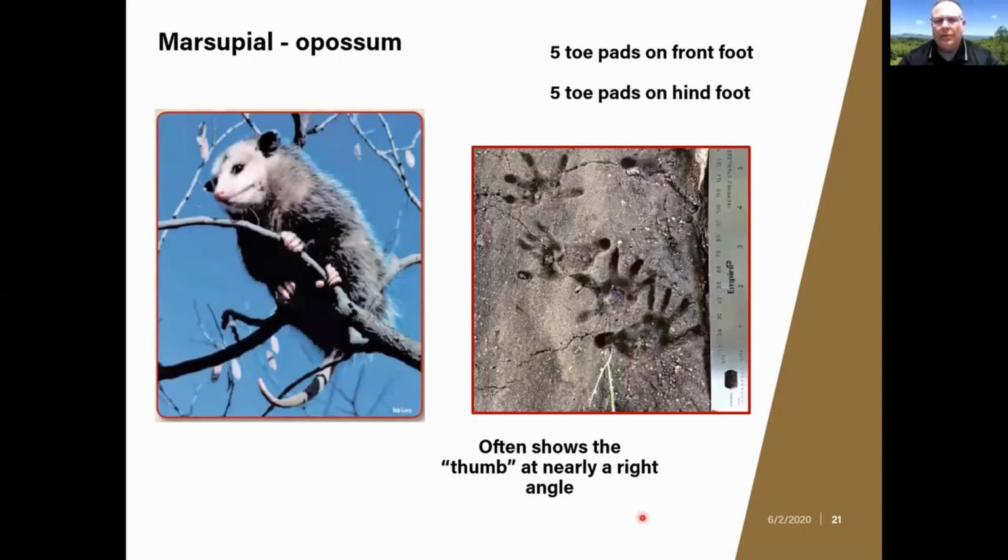And then our only marsupial, the opossum, again has 5 toe pads on the front foot, 5 toe pads on the hind foot. And again, thinking about the form and function of the feet on this animal and their opposable thumbs, you can see where that thumb almost shows a 90-degree angle or a right angle. And if you look at both sides here, left and right, you can see that toe on your forefingers showing. It's pretty clear, and as you gain more experience tracking, that stands out pretty clear for me too.